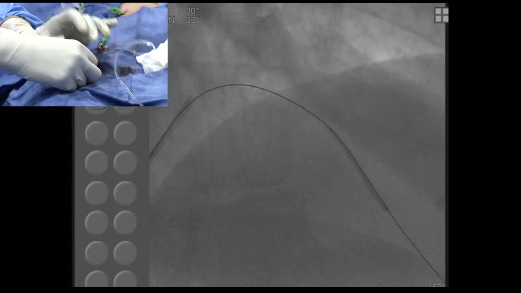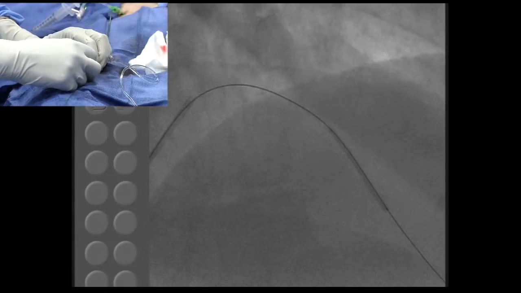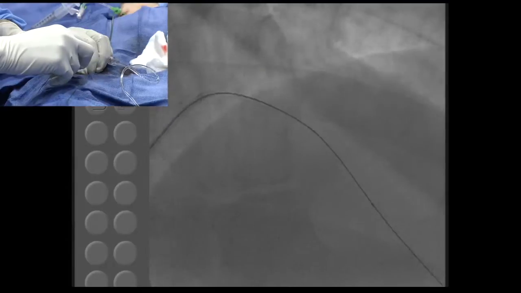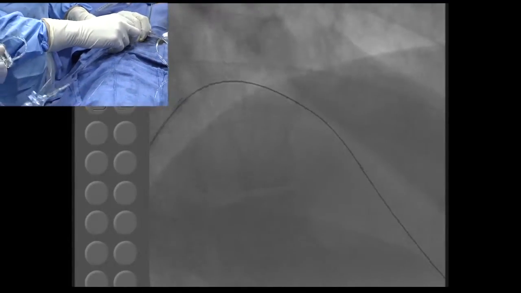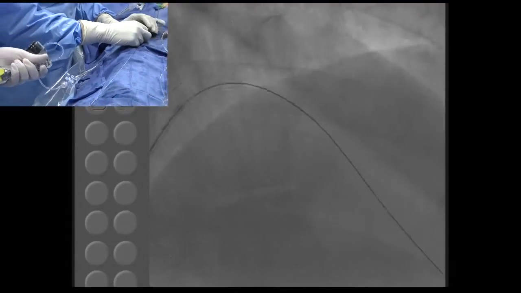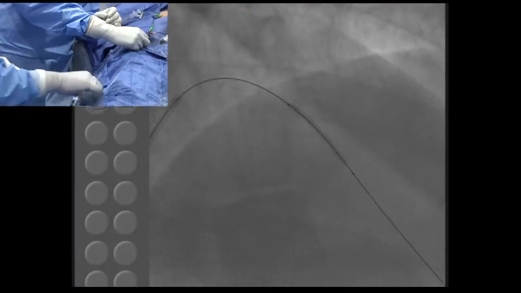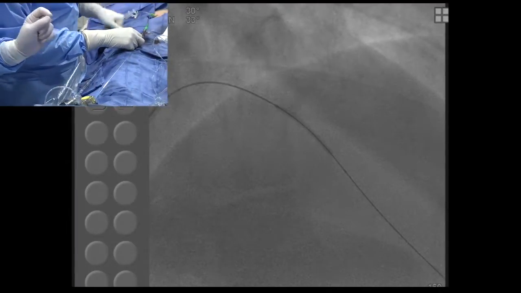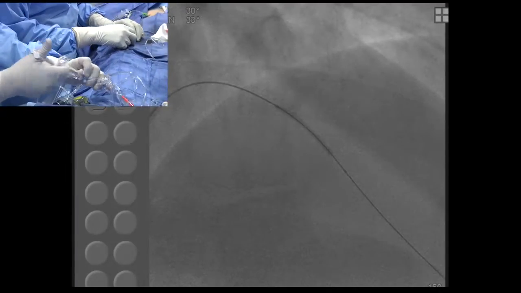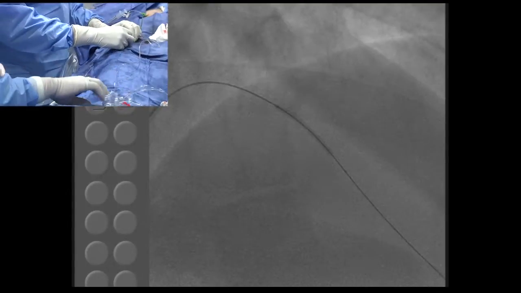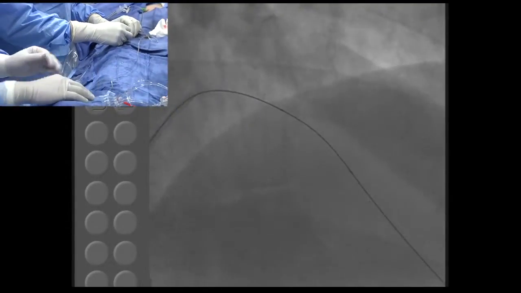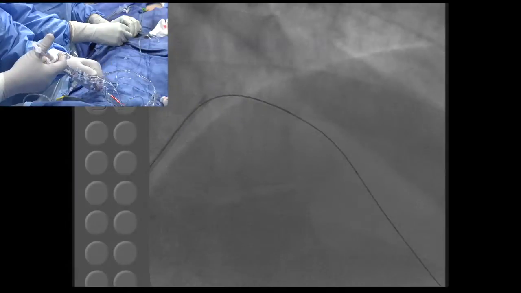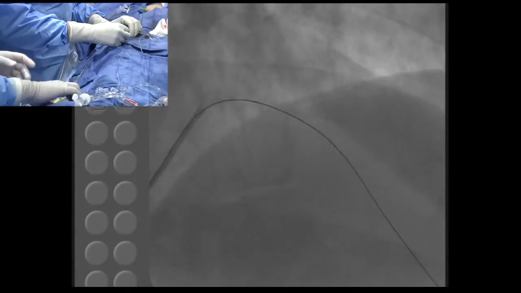That went in quite easily. Yep. And in these cases I actually use a long balloon. And now we are covering. Just want to make sure we're not covering the diagonal. But I think we need to bring it back a little more proximal, no? Yeah. Just keep it there. Very little diagonal, just to make sure. 2 millimeter. Yeah.